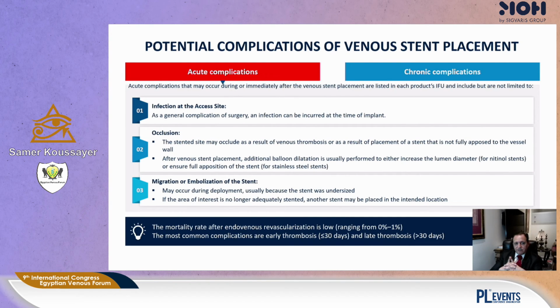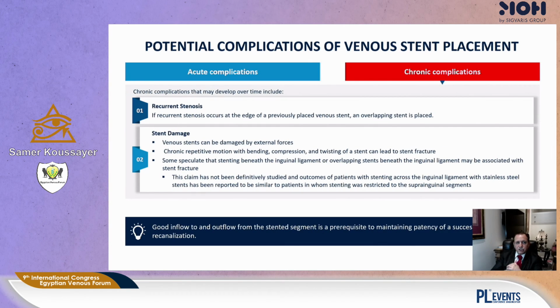The mortality rate after endovascular revascularization is low, ranging from 0 to 1%. The most common complications are early thrombosis, less than 30 days, and late thrombosis, more than 30 days. The reason why you need to be very aggressive with the anticoagulant, from the intraoperative period and day one, is because most stent thromboses happen really quickly, within 30 days. This is different from the arterial stent.